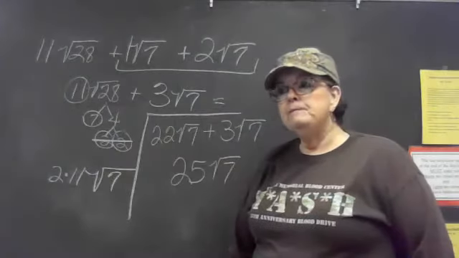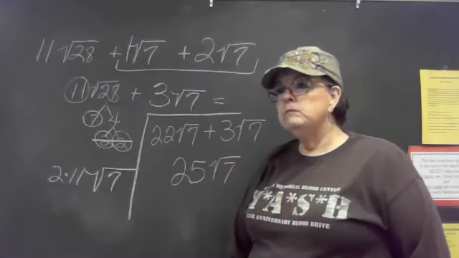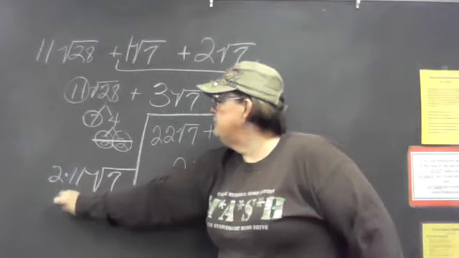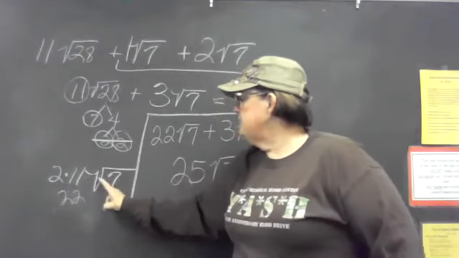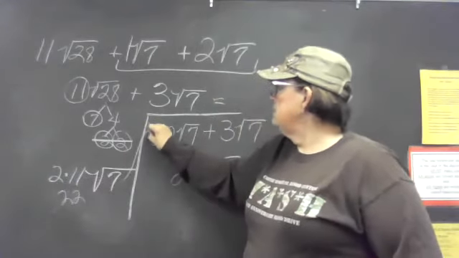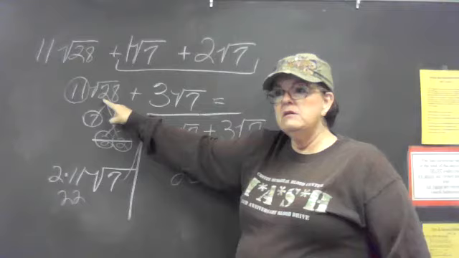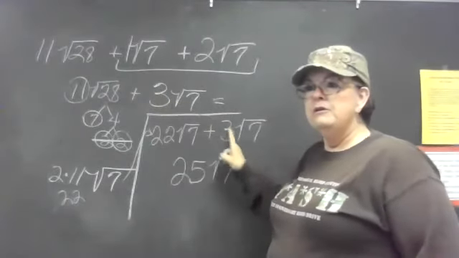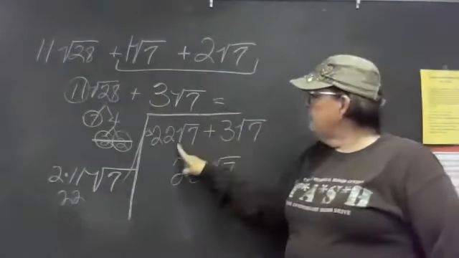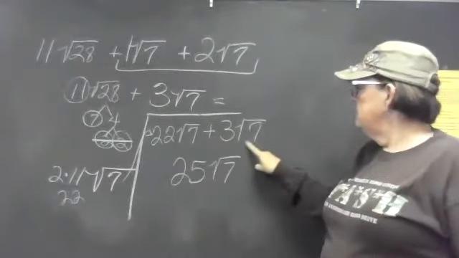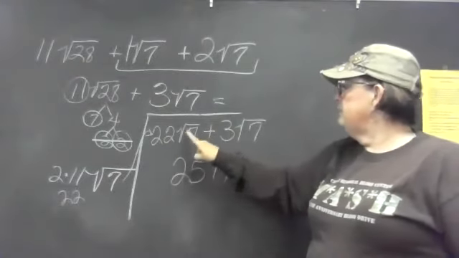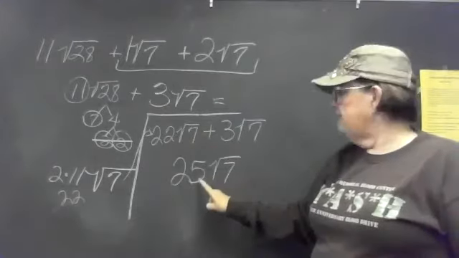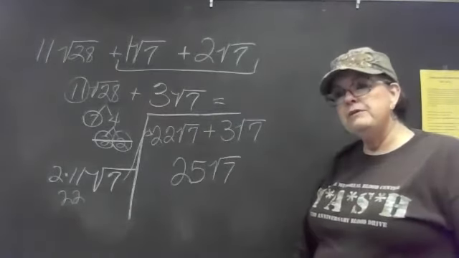Y'all see? How did you get the 25 again? When this came down to 22 square roots of 7, I put that right here in place of this and finished the expression. Now I have common terms here. So 22 of these plus 3. 22 plus 3 is 25. Does that make more sense?